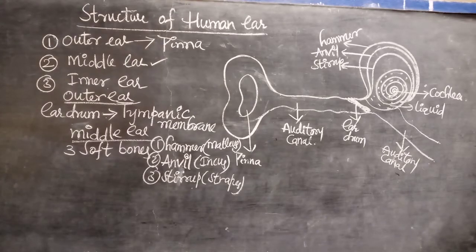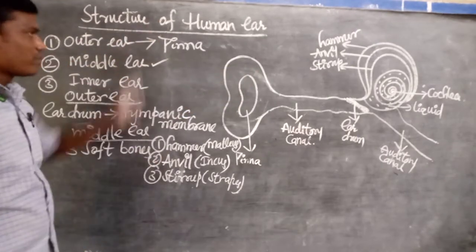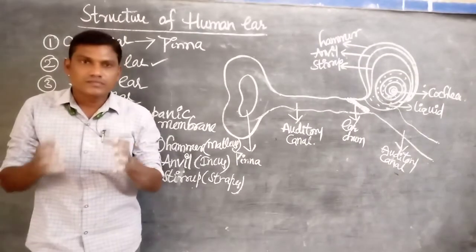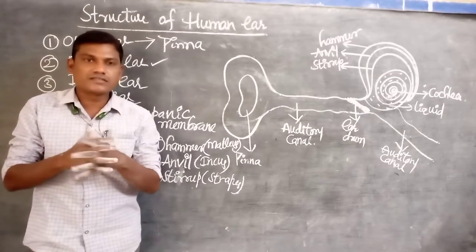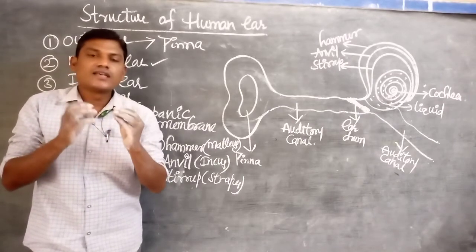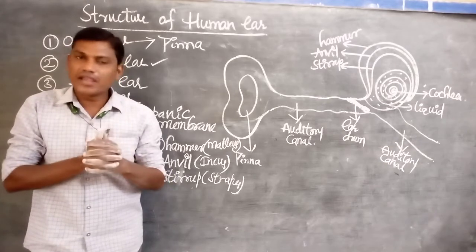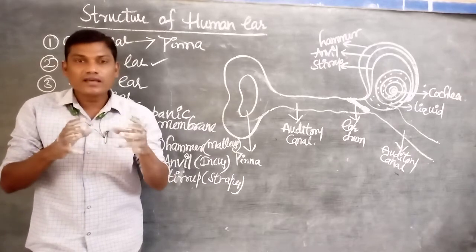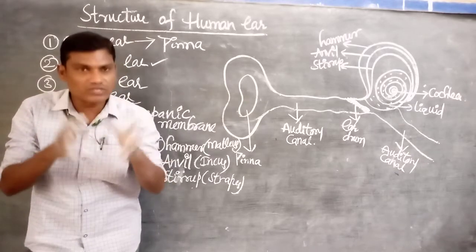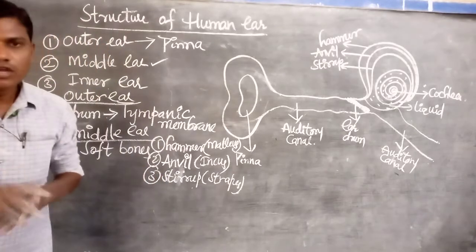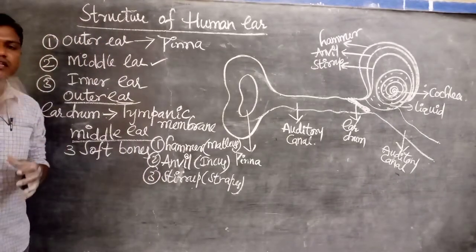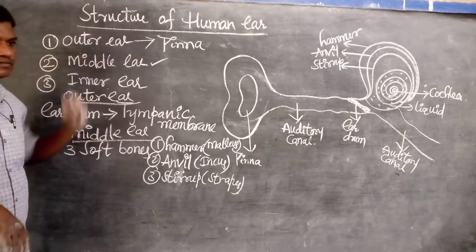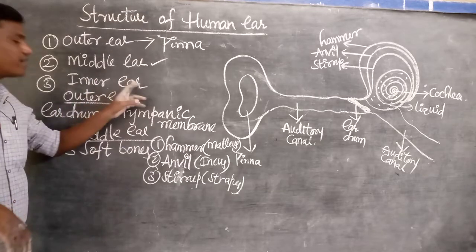So once again, listen very carefully. What structure of the human ear are we discussing? The ear is one of the sense organs in our human body, because with the help of the ear only we listen to the words or sounds in our surrounding area. The human ear mainly contains three parts: outer ear, middle ear, inner ear.